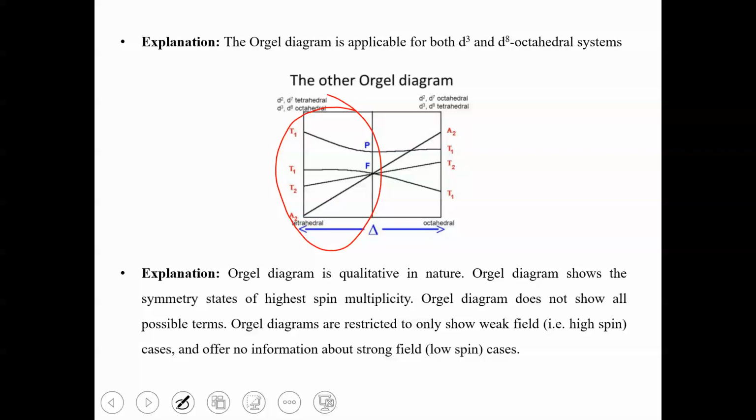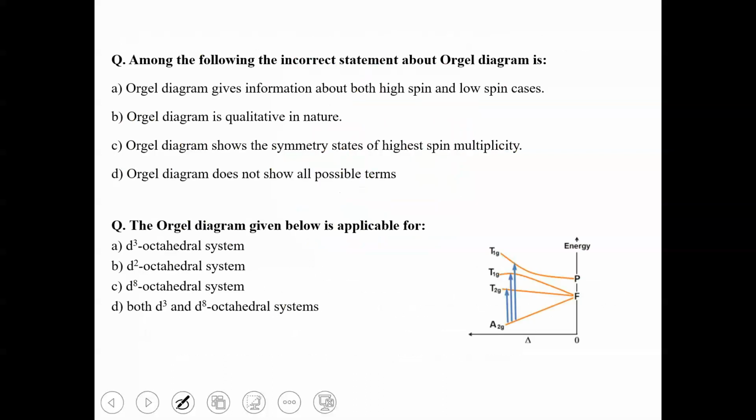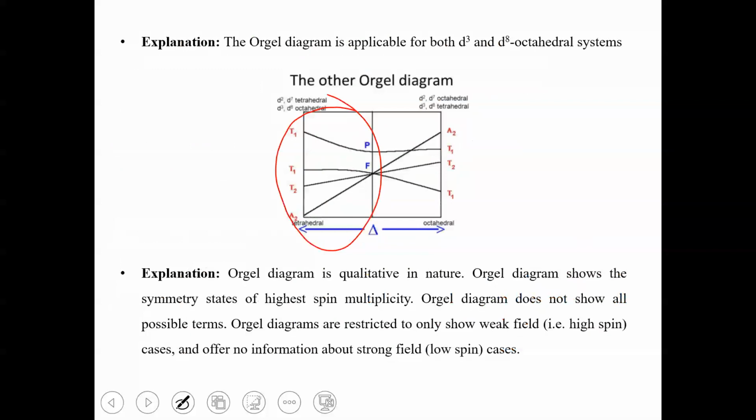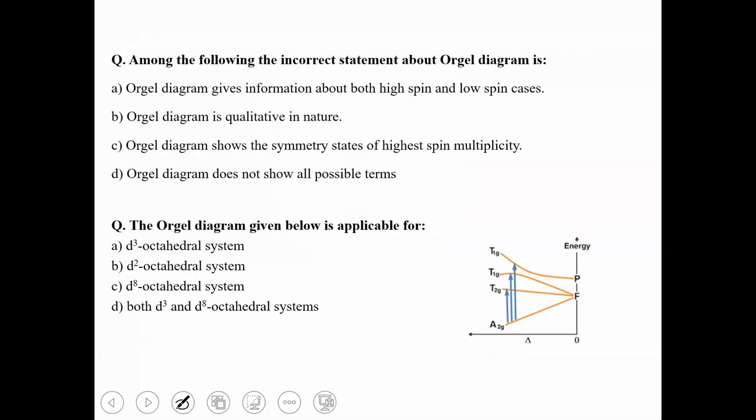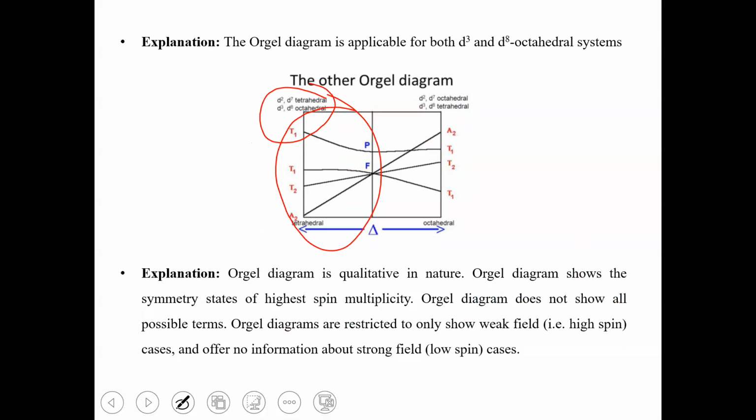So the appropriate configuration will be among these. And since you are given octahedral systems in the question itself, you can easily choose this option, that is D3 or D8 octahedral complex.